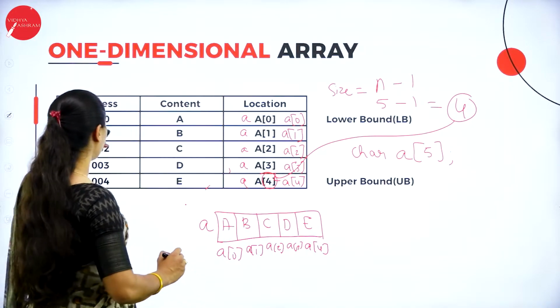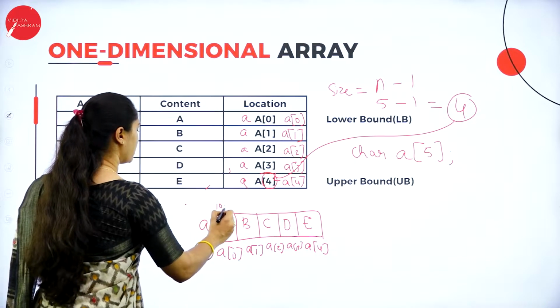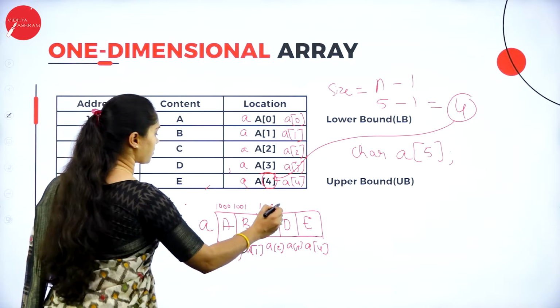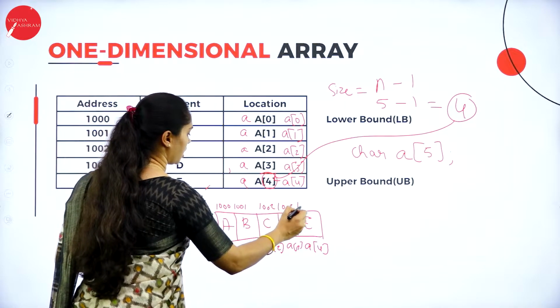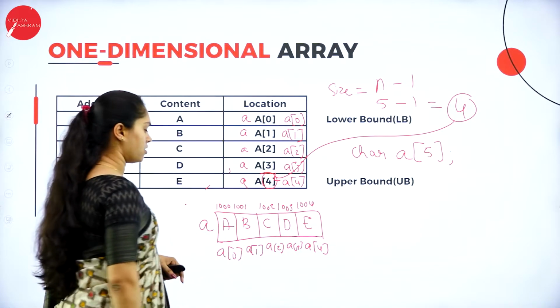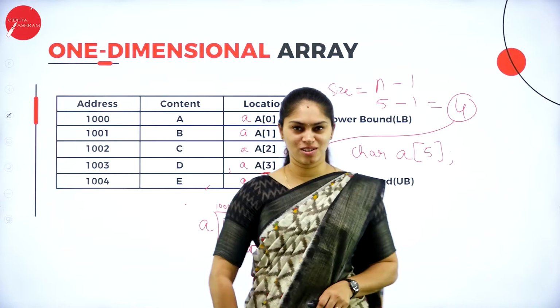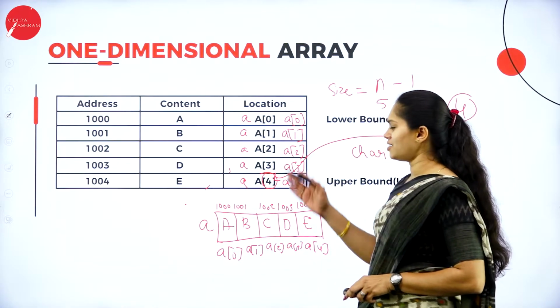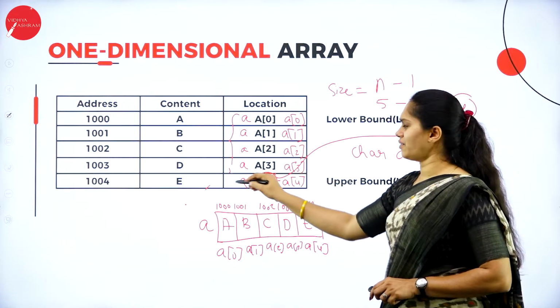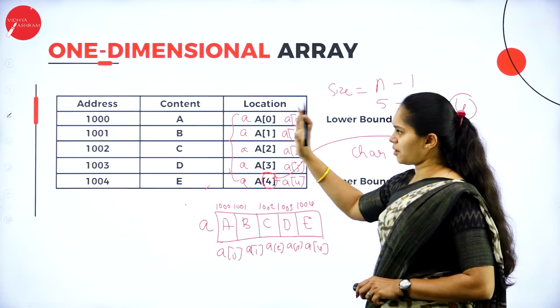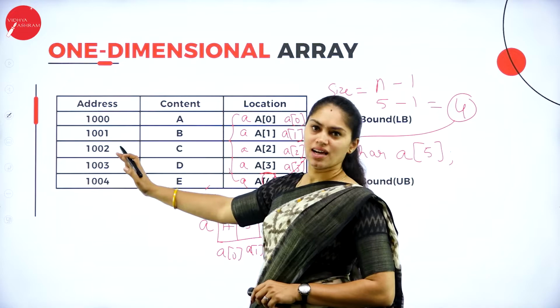Fine. Then what is the memory location? Here it will be 1000, 1001, 1002, 1003, 1004. This is how the representation of a one-dimensional array is going to look. I hope you all understood, or else you can give any name for the name of an array. So this is the location or subscript, this is the content, and this is the address.